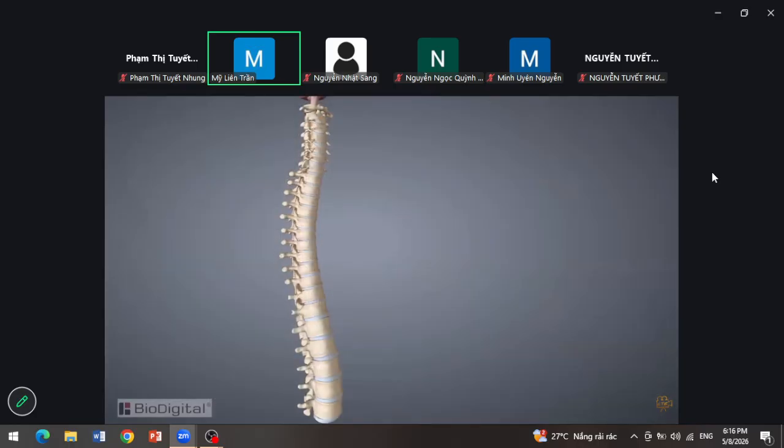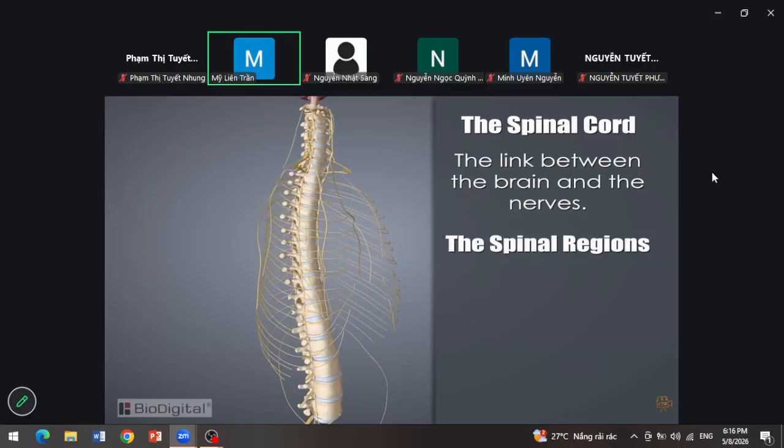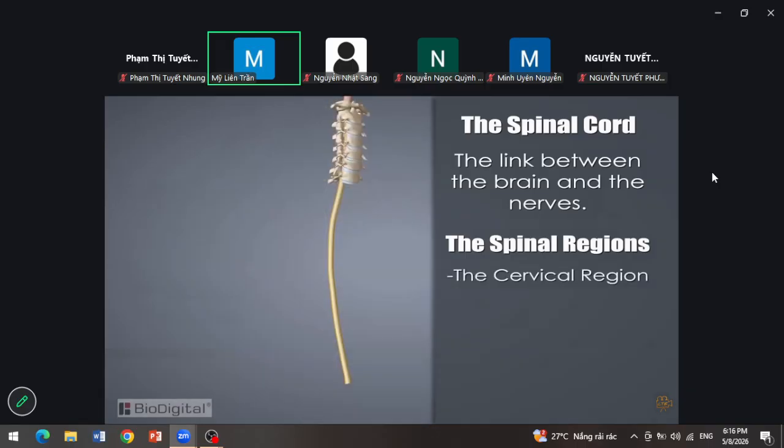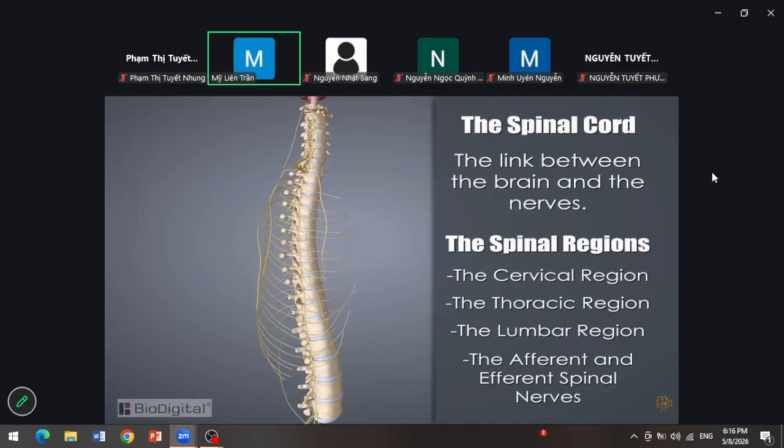The other half of the central nervous system is the spinal cord, and the spinal cord is the link between the brain and the nerves and the rest of your body. The spinal cord is divided into 4 different regions: the cervical, thoracic, lumbar, and sacral, with afferent and efferent spinal nerves, which merge to form the peripheral nerves.